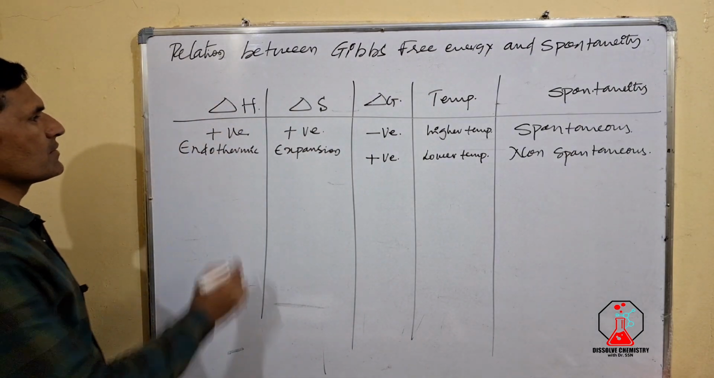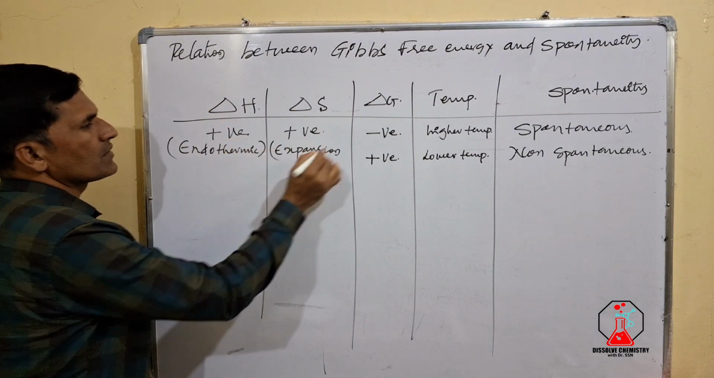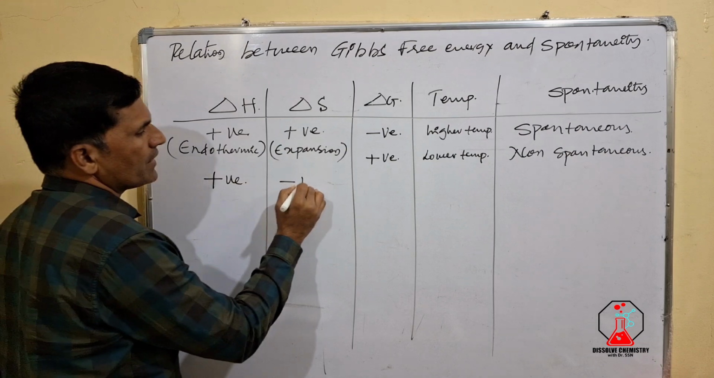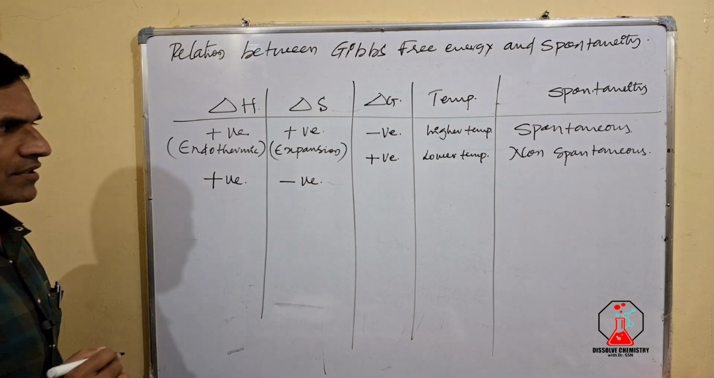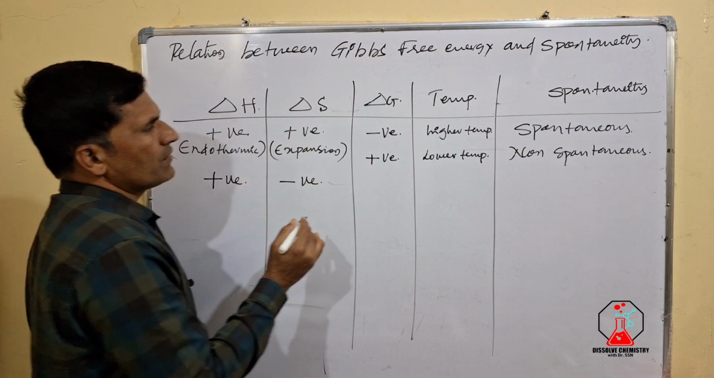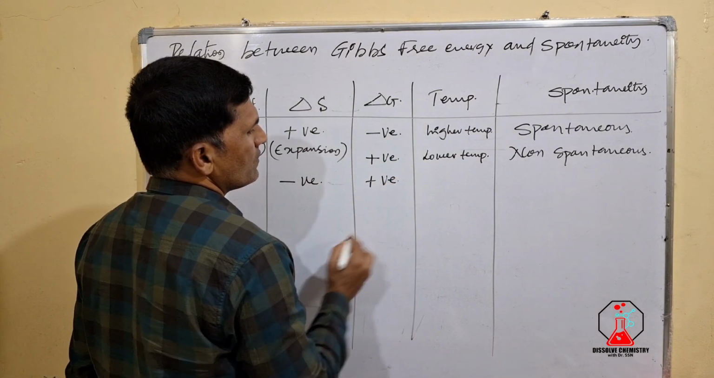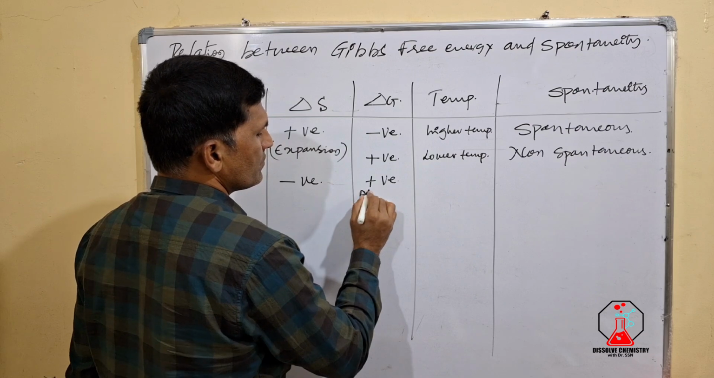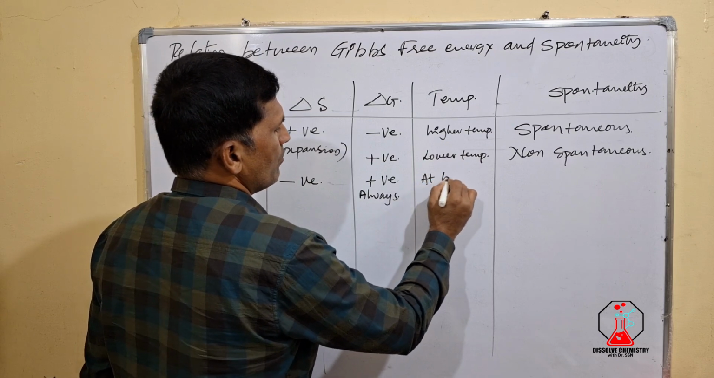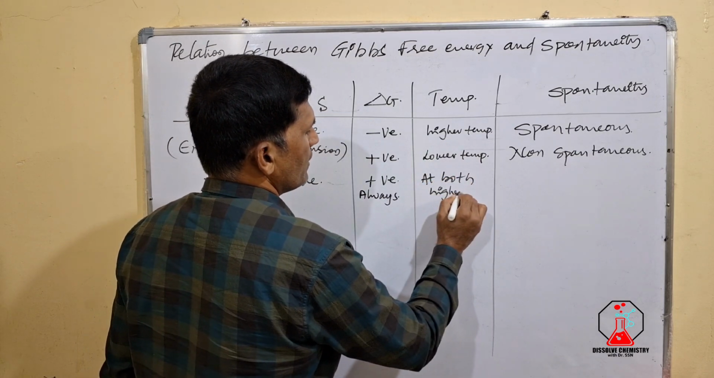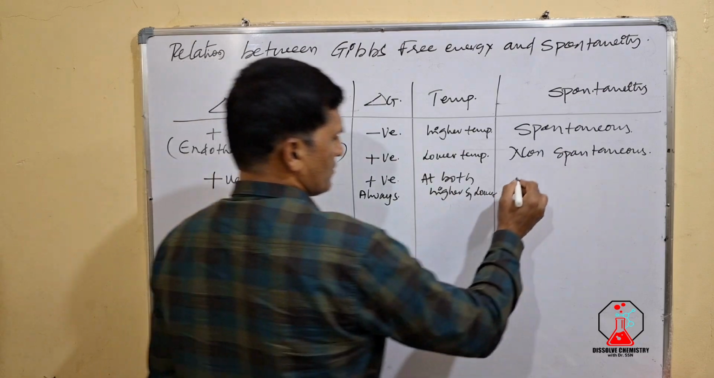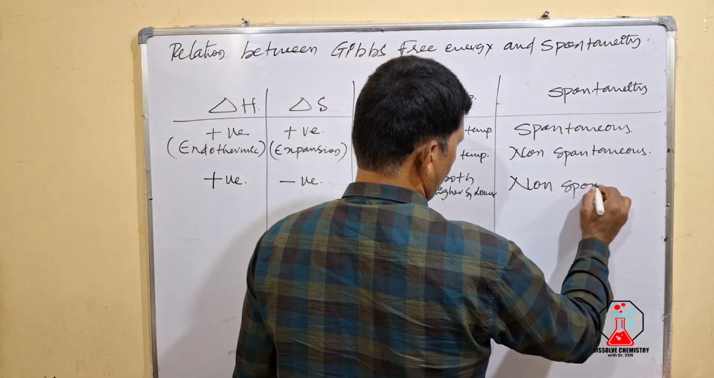Then next, if delta H is positive and delta S is negative, then delta G will be positive always, at both higher and lower temperature, or it is independent of the temperature. It will be always non-spontaneous.